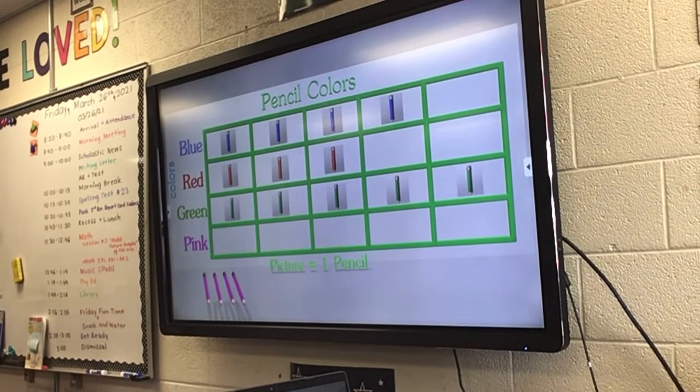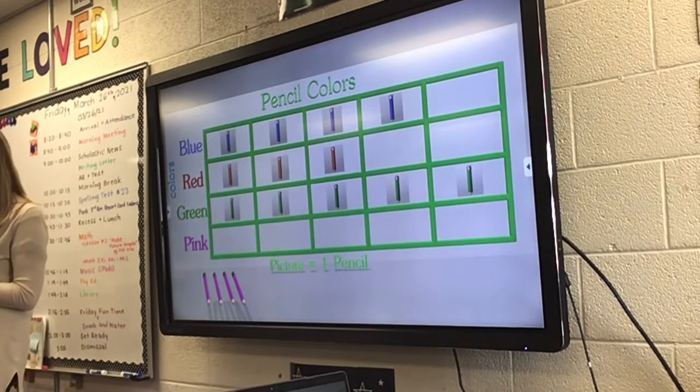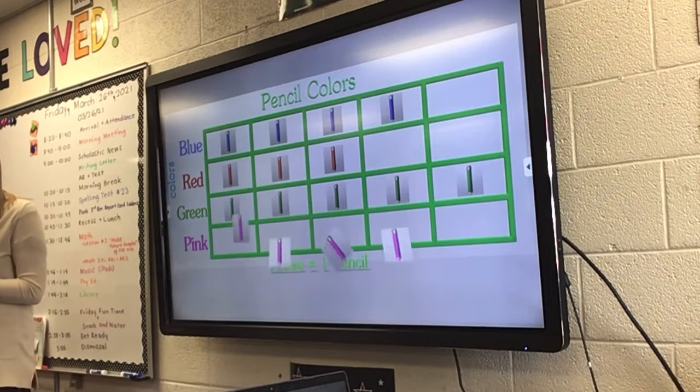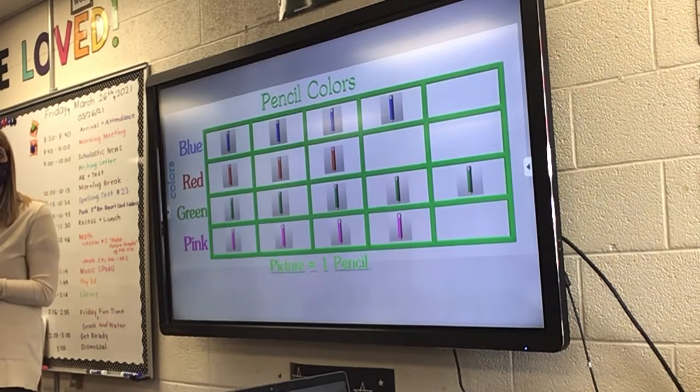How many pink pencils do we have? 4. Kinda looks like me. We have 4 pink pencils. So let's put 4 pictures to represent all 4 pink pencils.